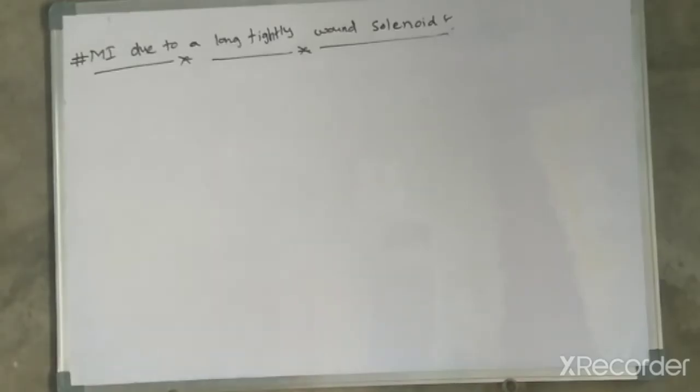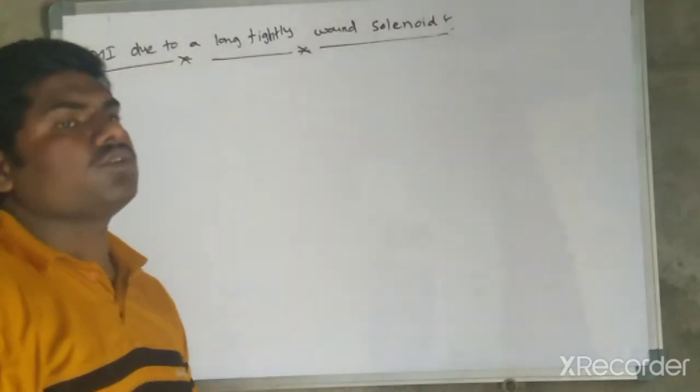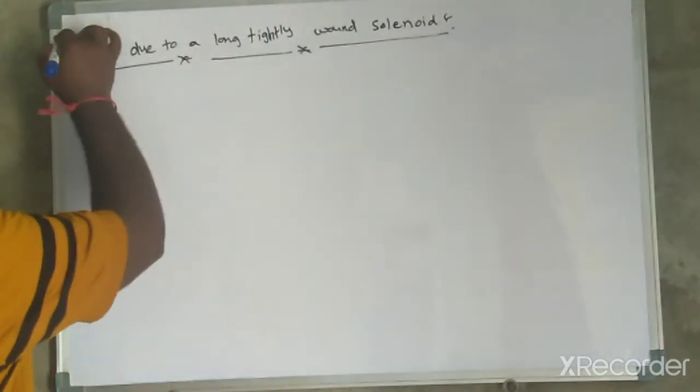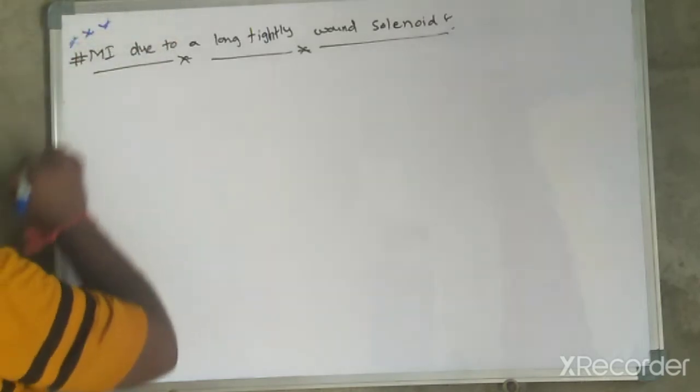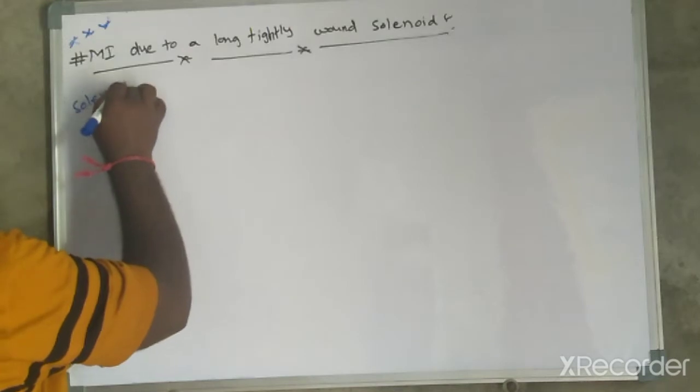Here is another important model: magnetic induction due to a long, tightly wound solenoid. This is very important, you may put a triple star. So what is meant by a solenoid?